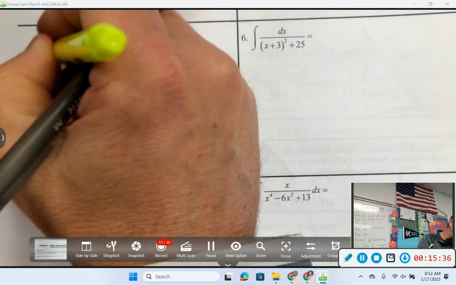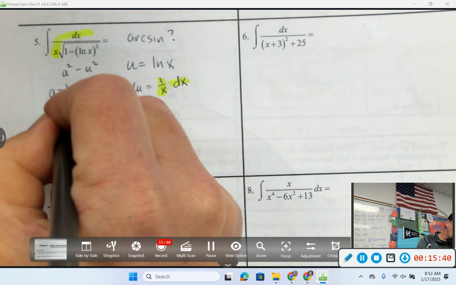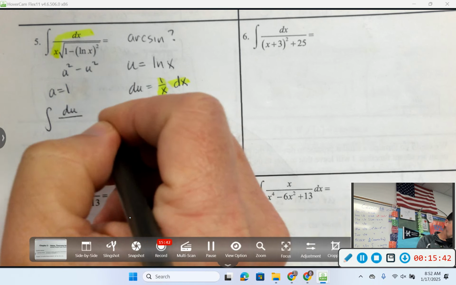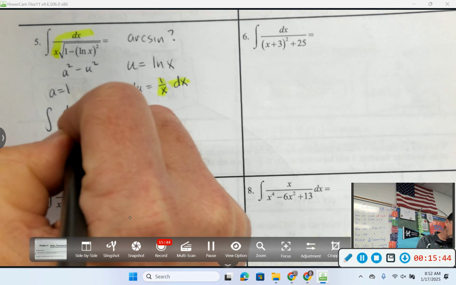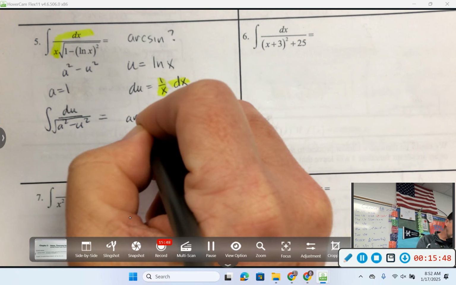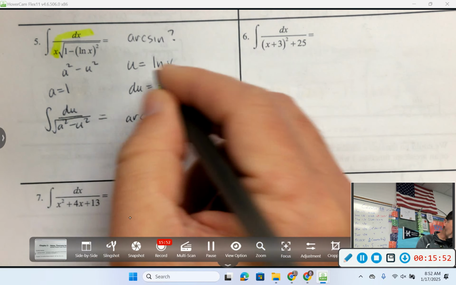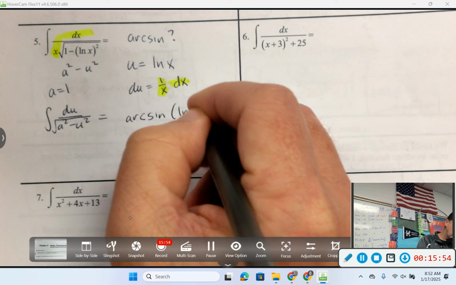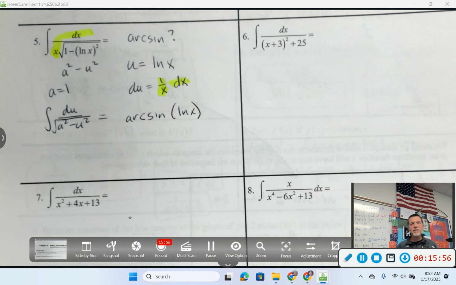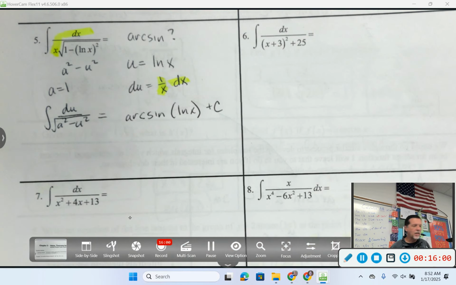So now we've got du, and then a squared minus u squared. So arcsine. I can write u over a, or I can fill it in. Natural log of x over 1, doesn't do anything, plus c. Kind of a weird one.